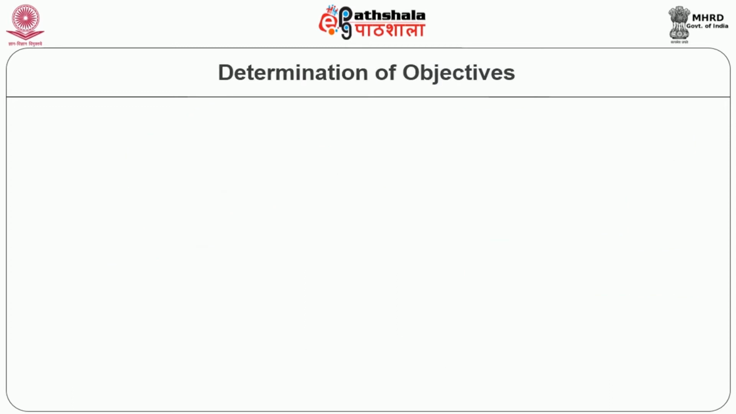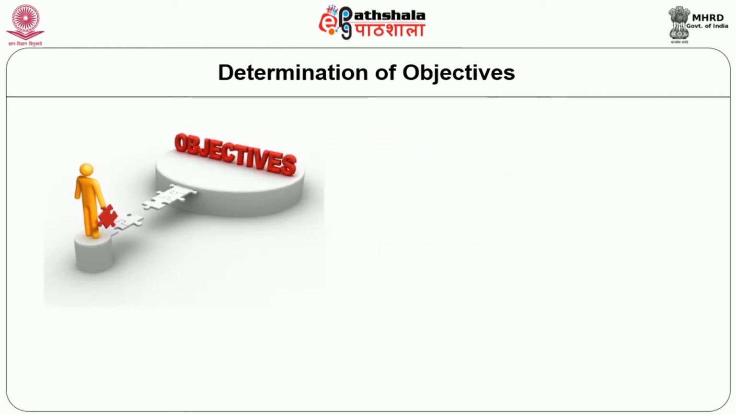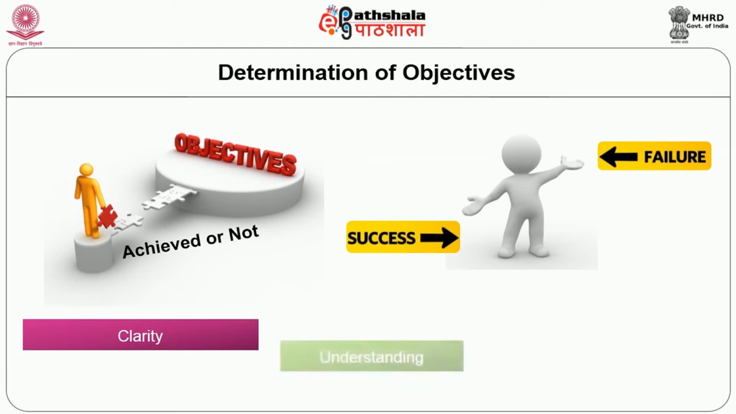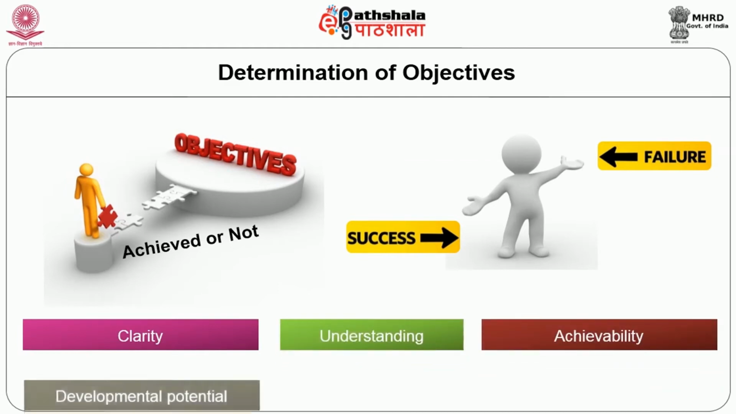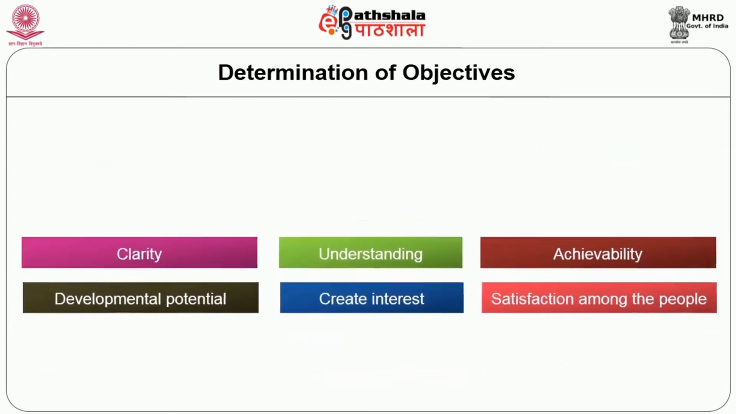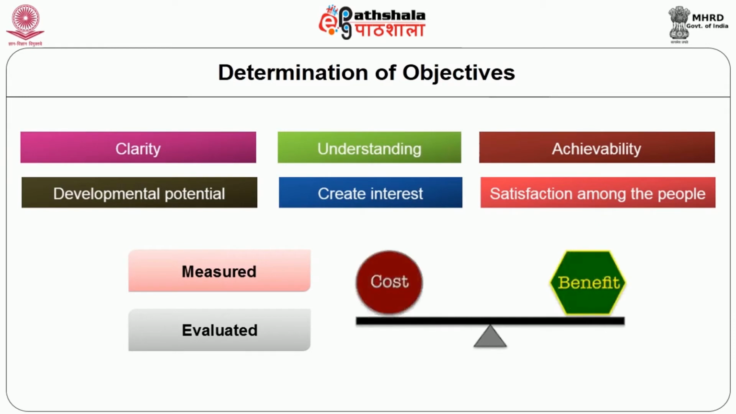Another part is determination of objective. It's very important. What do you mean by objectives? Objectives are the direction for movement. So, it is giving the directions for our program. The success or failure of any program depends upon whether the objectives are achieved or not. The objectives should have clarity, understanding, achievability, developmental potential and create interest and satisfaction among the people. They may be measured and evaluated in terms of cost and benefits.